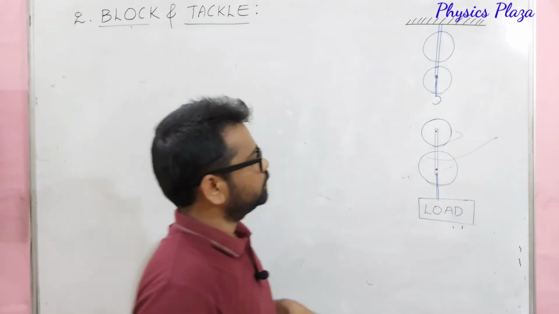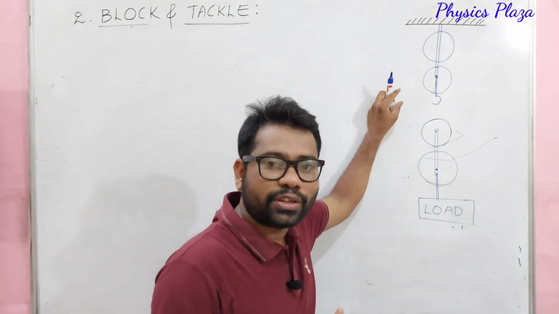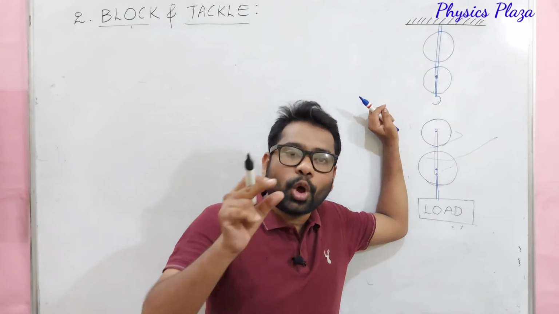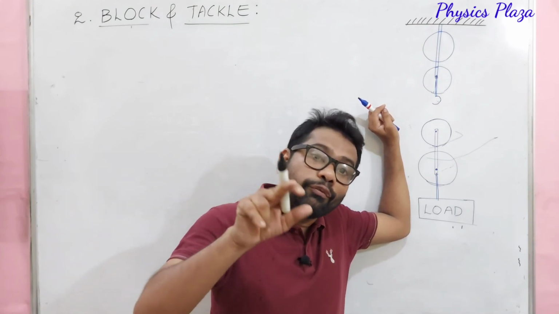Just copy this. Now look at this, dear children. Here it is, actually, how the question will be given in the exam. They'll ask us to draw the block and tackle system with velocity ratio 4.